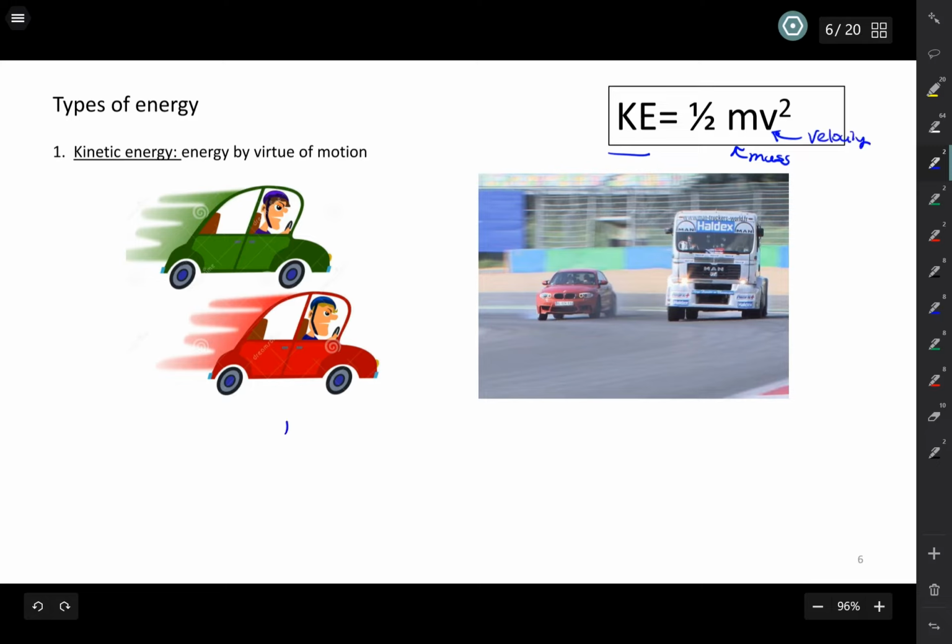In this case, the red car is going faster than the green car, so the red car has a higher kinetic energy than the green car. In this case, the truck and the little car have the same velocity, but the truck is larger, so it has a greater kinetic energy than the small car.